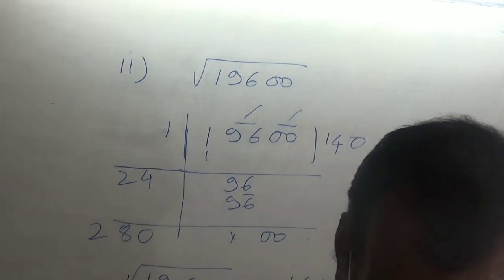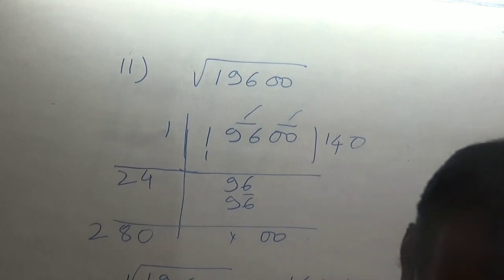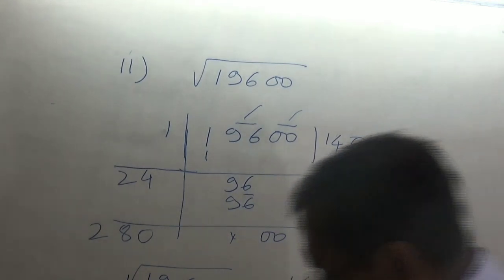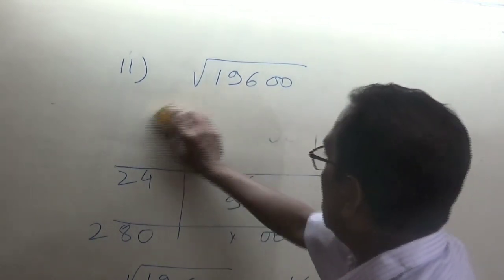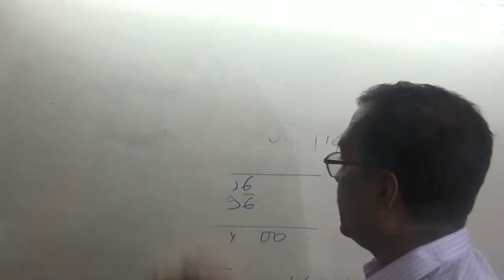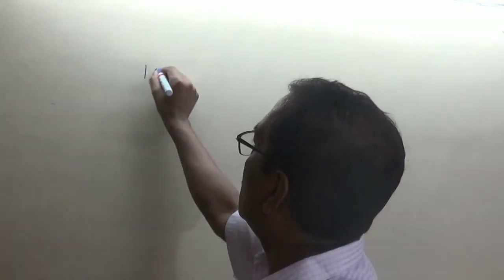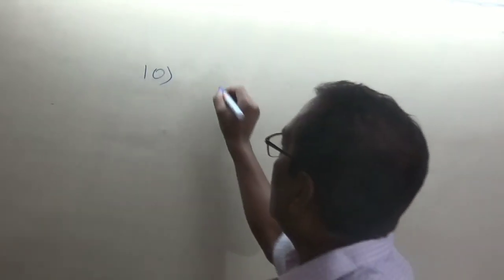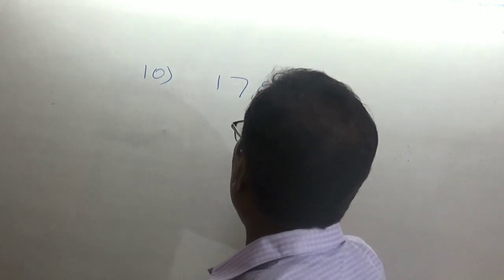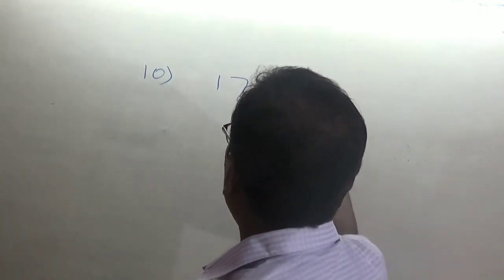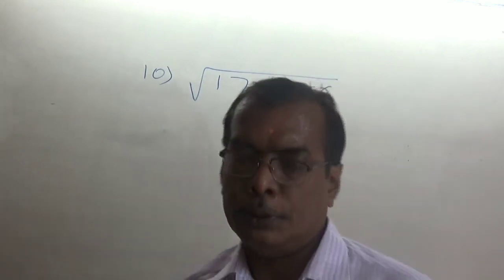Now, one more question I am going to solve. That one is from your book only. Afterwards I will take some complex questions also, created by me. The question now is a big number as far as possible. It is question number 10, that is 17956. You will have to find the square root of this number.